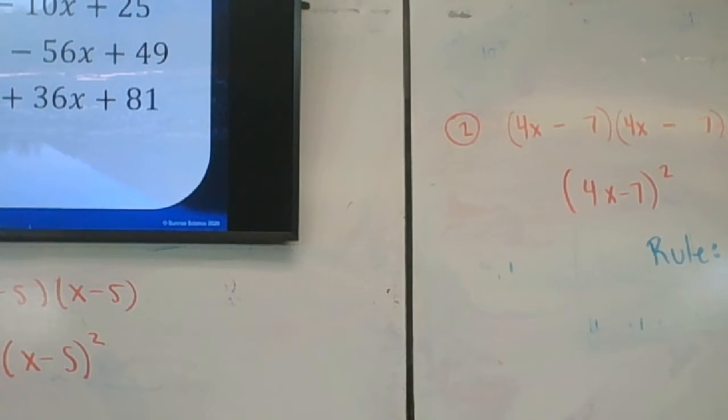Number 3. 2 parentheses, square root 4, get a 2x. Square root 81, get a 9. Everything's positive, use a plus sign. And write it as one binomial squared. Maybe I'll check the rule. Is 2 times 9 times 2b 18 times 2, 36? Yes, it works.